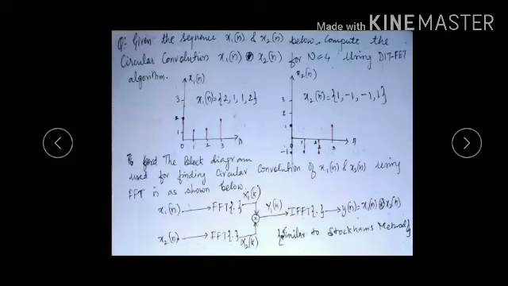Given the sequence x1 of n and x2 of n below, compute the circular convolution x1 of n star x2 of n for n equal to 4 using the DIT-FFT algorithm. Now this is your sequence.